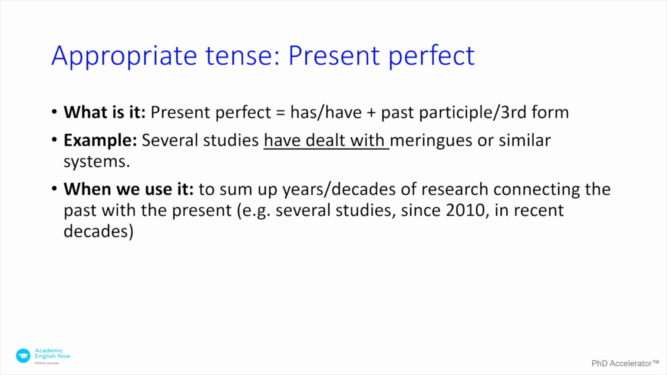When do we use it? Well, we use it to sum up years or decades of research, when you're basically connecting the past with the present. And some typical phrases are like several studies, like what you saw here. Several studies have dealt with, since 2010 researchers have focused on, in recent decades there has been a lot of development in blah, blah, blah, right? So this is when you're going to use this tense, present perfect, and really only in this specific situation, right? So its use in the literature review is very limited and very specific to this one situation.